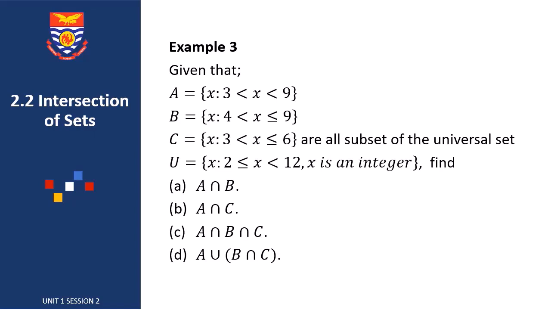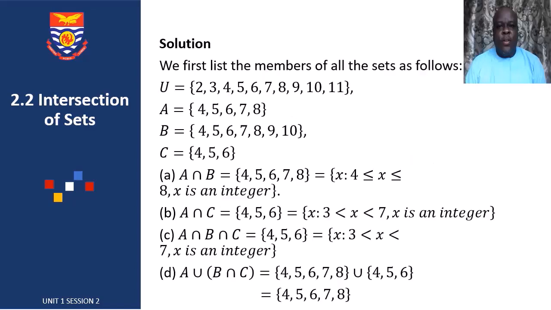And that all these three sets are subsets of the universal set made up of X such that X is greater than or equal to 2 and X is less than 12, where X is an integer. Find A intersection B, A intersection C, then A intersection B intersection C, and A union (B intersection C). Solution to the question we looked at.